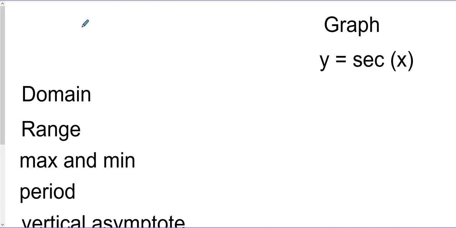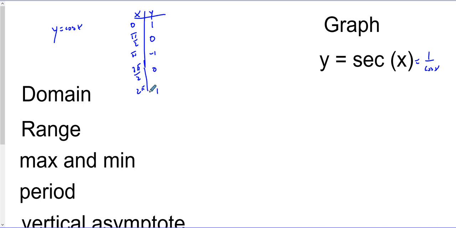Our secant graph, because secant is 1 over cosine of x. So if we think about the cosine function, it's very similar to the sine function. We start at 0, and we have pi over 2, then pi, then 3 pi over 2, and then 2 pi. And we know this one's going to start at 1, then 0, then -1, then 0, and then 1 again.